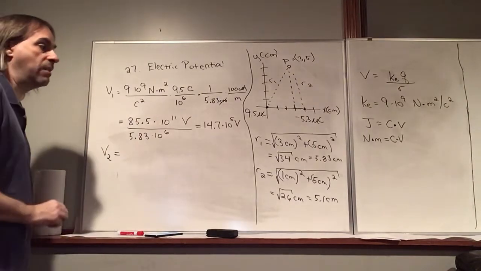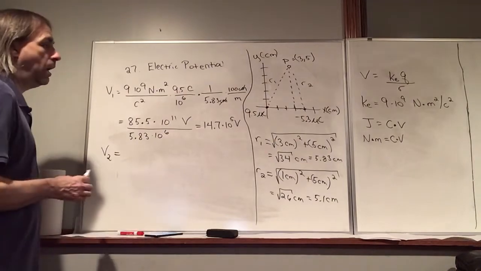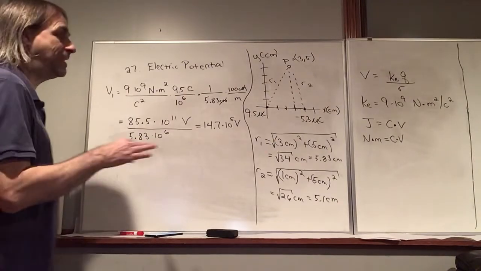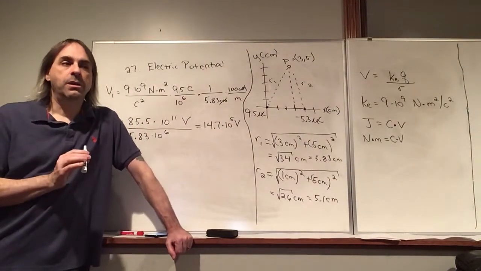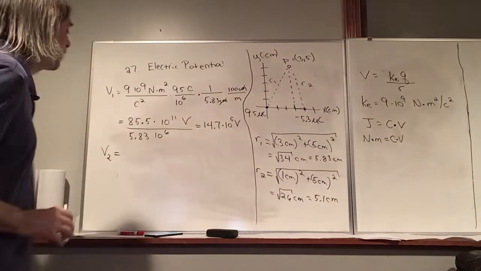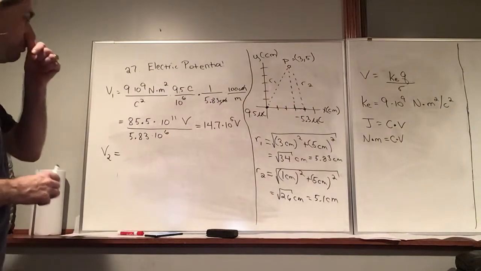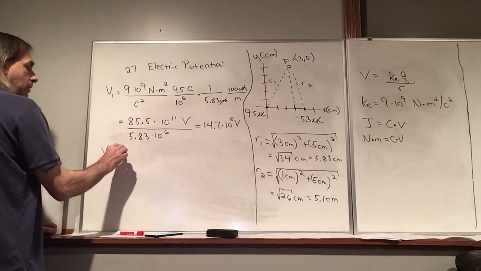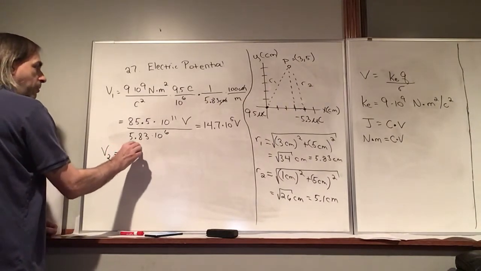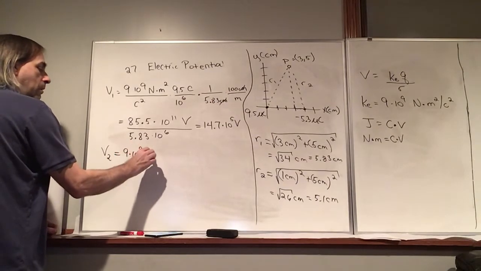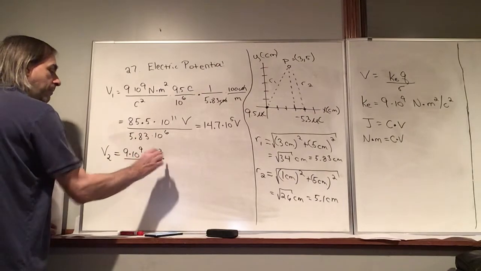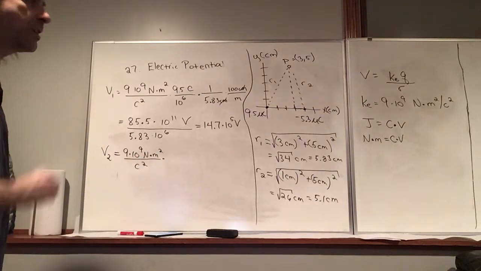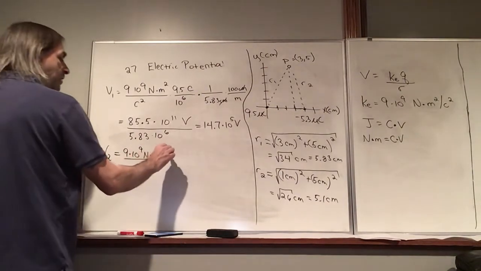Okay, now let's look at V2. This procedure is very similar to calculating electric fields, but one little difference here. For V2, let's plug that in. We have 9 times 10 to the 9th Newton meters squared over Coulomb squared. Now the charge, I'm actually going to write down minus 5.3.